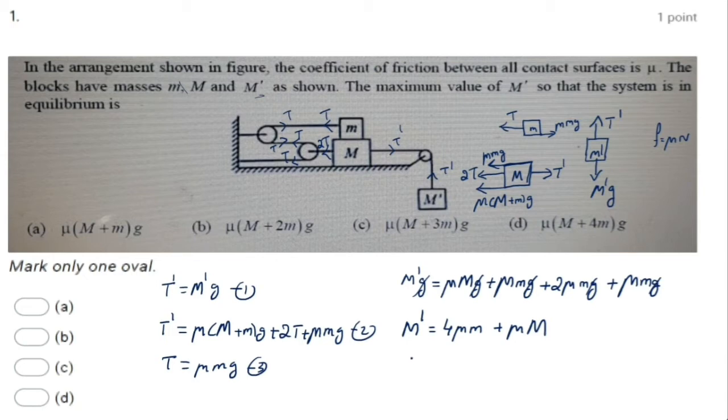So m dash is equal to, if you take the mu outside, we can write 4 small m plus capital M. So m dash is equal to mu into (4m plus M). So this is the value of m dash. If you are writing in terms of m dash g, option D is the correct answer. So here the answer is option D.